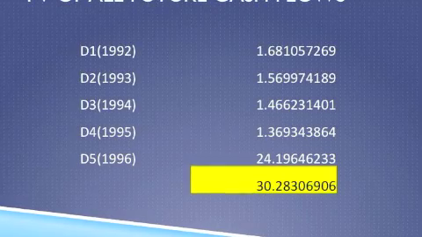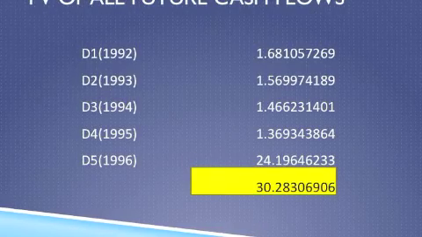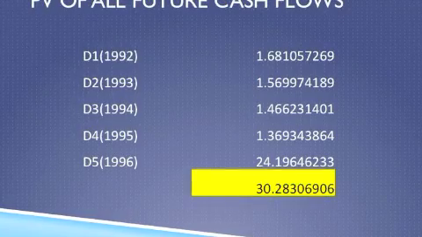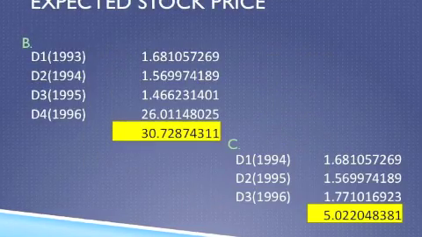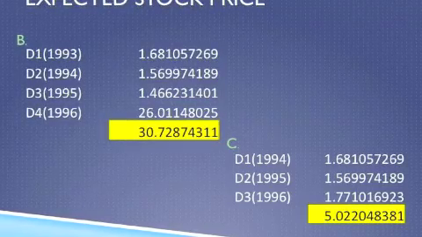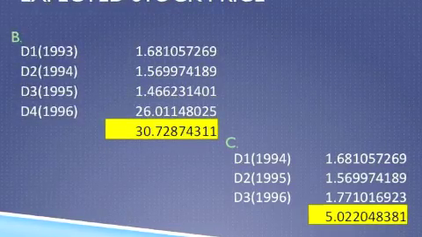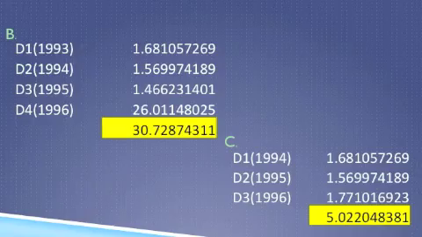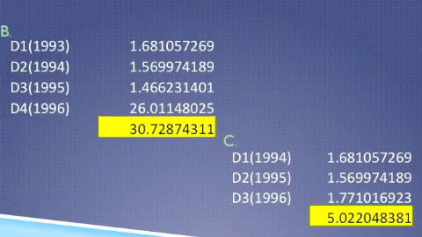The sum of the future cash values gives you the price of the stock on January 1st, 1992, which shows that the stock is undervalued due to the fact that the current price is $22.26. To find the expected stock price for the end of 1992 and 1993, the same method is used as in the previous slide. If equilibrium is assumed, the stock price at the end of 1992 will be $32.46.